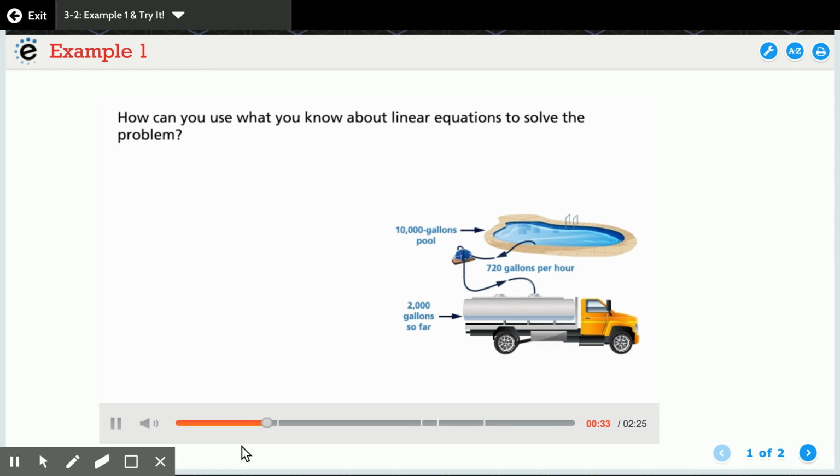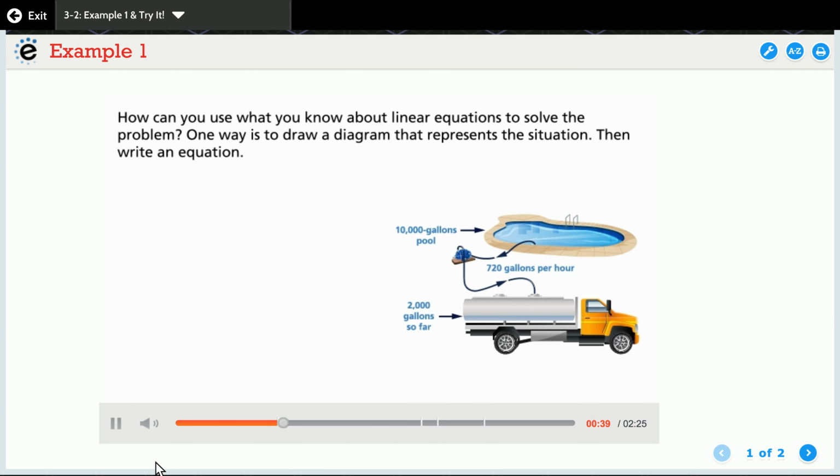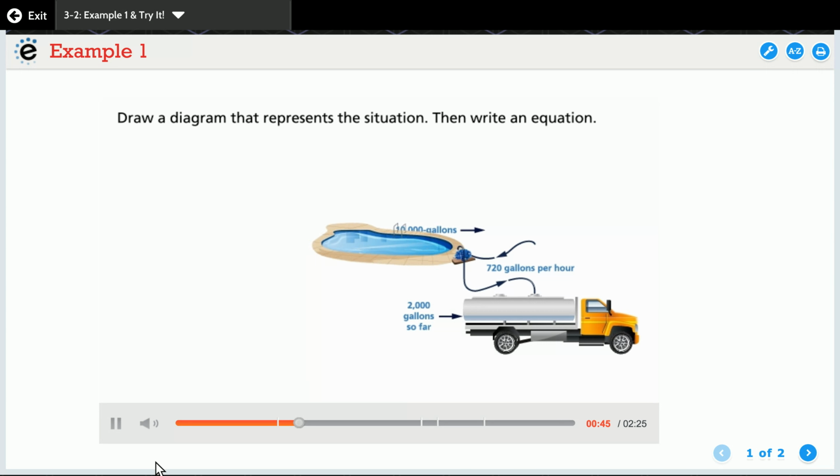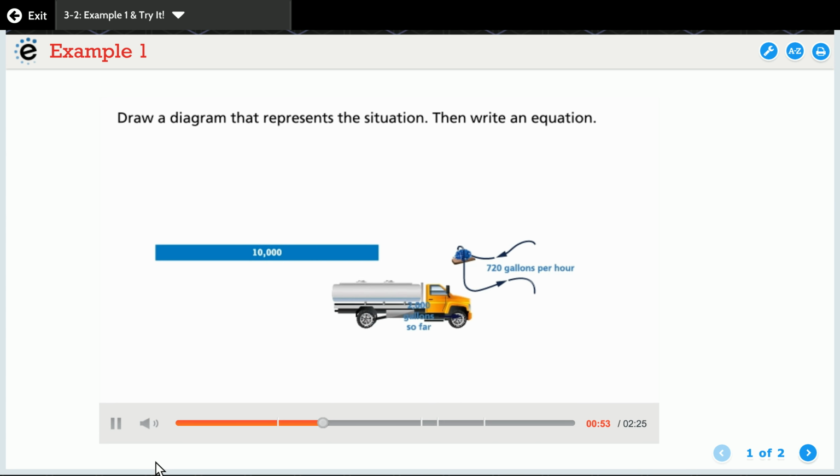How can you use what you know about linear equations to solve the problem? One way is to draw a diagram that represents the situation, then write an equation. The top bar represents the total amount of water to be pumped from the pool, 10,000 gallons.